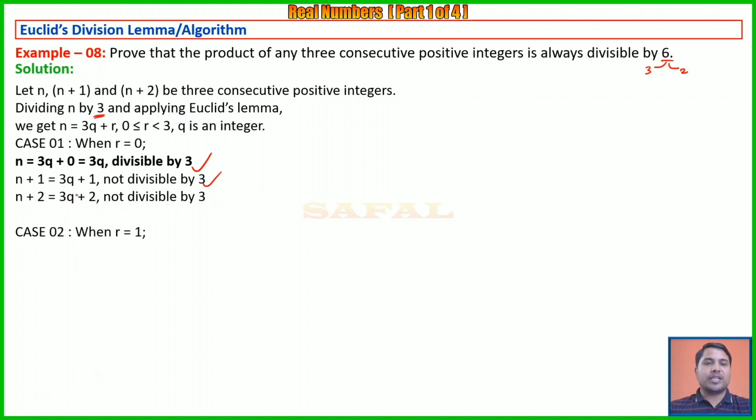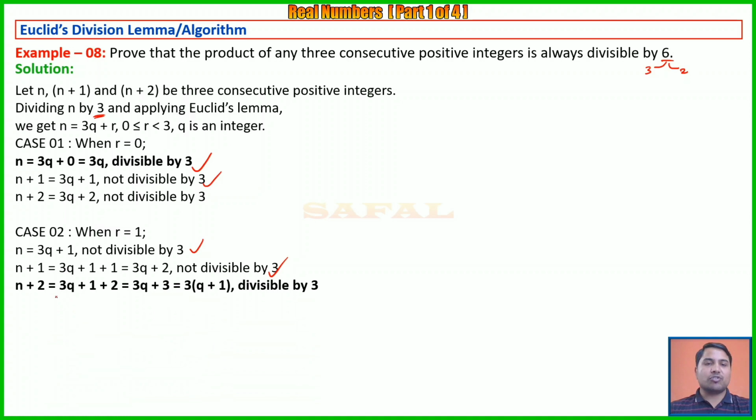Case 2 when remainder is 1. So then n will be 3q plus 1, not divisible by 3. n plus 1, that means 3q plus 1 plus 1, that is 3q plus 2, that is also not divisible by 3. But n plus 2, if you see, so 3q plus 1 plus 2, that's 3q plus 3, so 3 times of q plus 1, so this is divisible by 3. So that means when r is 1 also, out of 3, one number is divisible by what? 3.